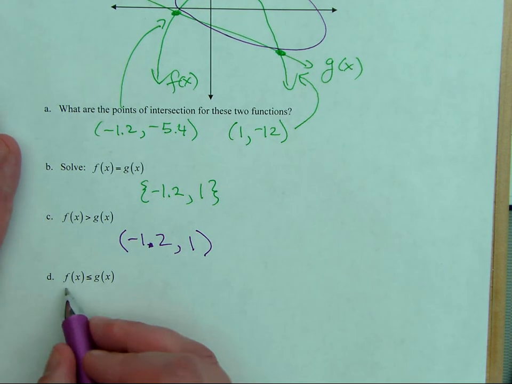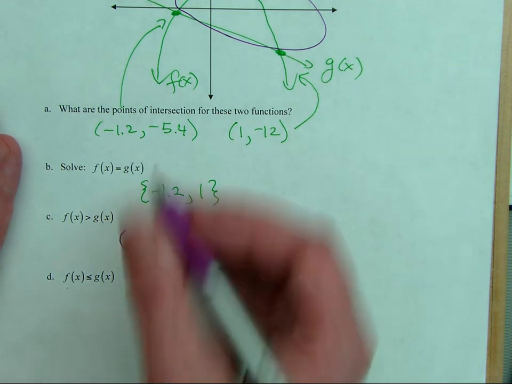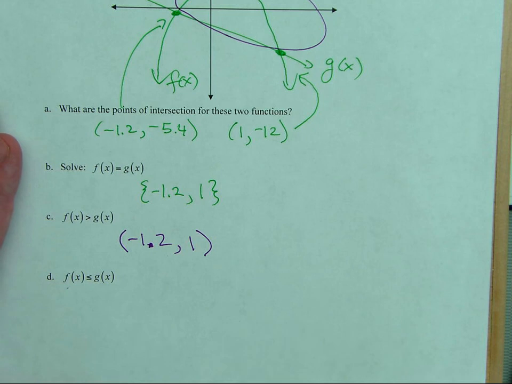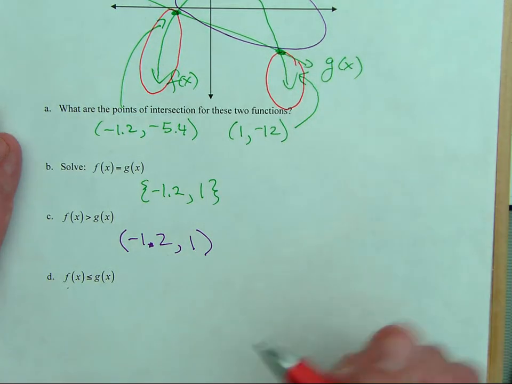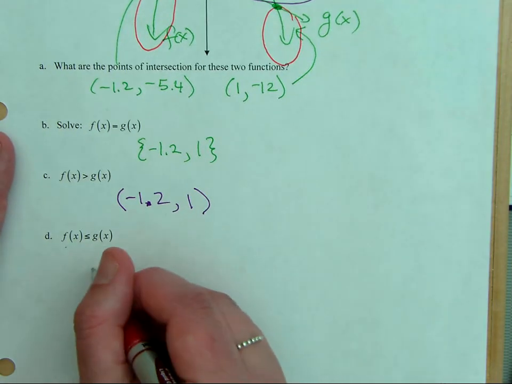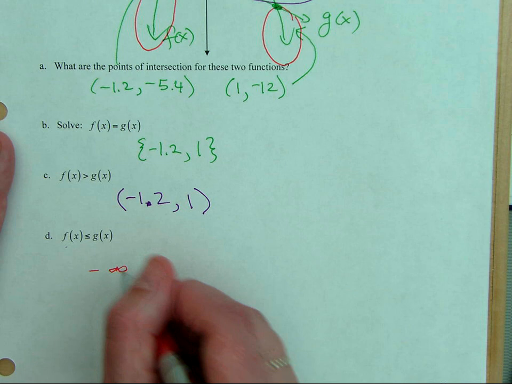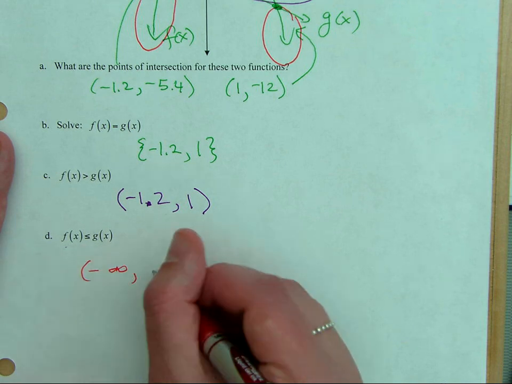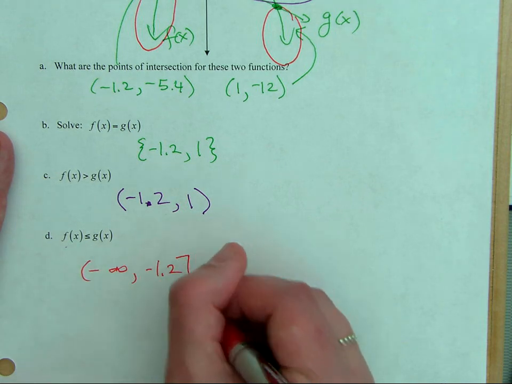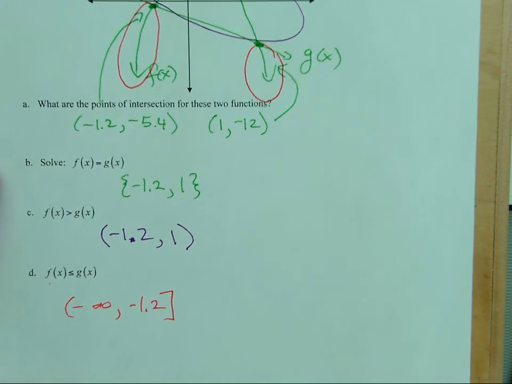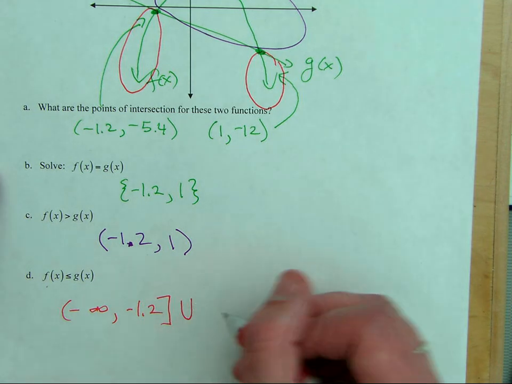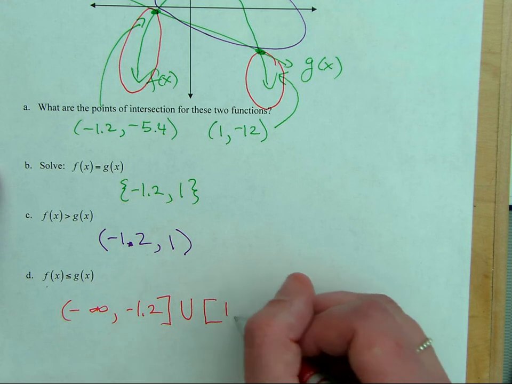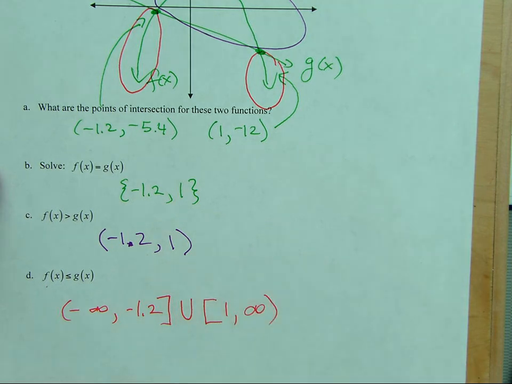And then where is it less than? Where is the parabola less than the line? So that could be down here and down here. And so what would we say? From negative infinity to negative 1.2. Why did I include the endpoint there? Because of the equal to. Union 1 to infinity. Is that what you got?